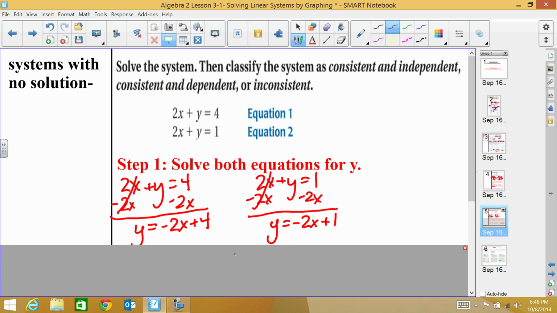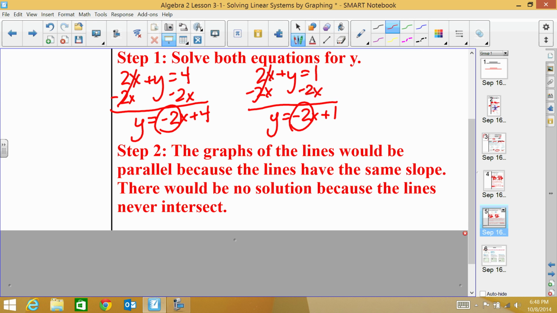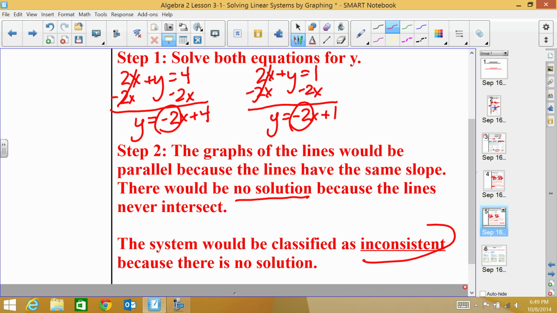Now, if I look at these equations, there's something that they have in common. They both have a slope of negative 2. So what kind of lines are they going to be? They would be parallel lines. So because they have the same slope, they would be parallel, and that means that they do not intersect, so there would be no solution. So would the system be consistent or inconsistent? Because it has no solutions, it would be classified as inconsistent.